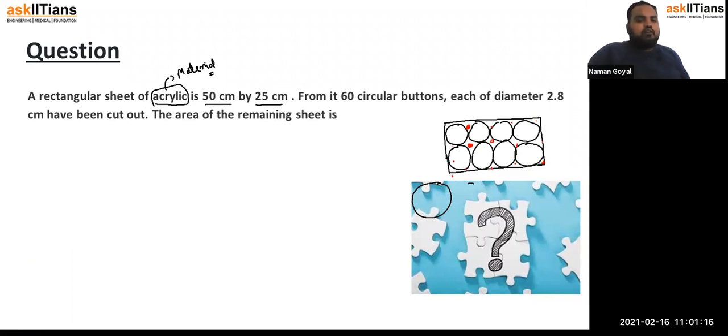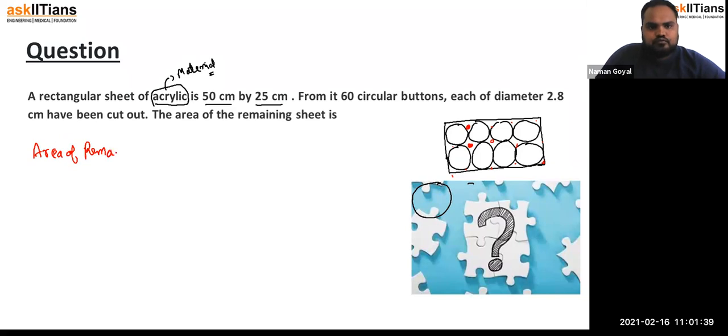So what we have to do, we have to subtract the area of 60 circular buttons from the area of that rectangular sheet. We get the remaining part area, isn't it? Are you getting my point? So what I told you: area of remaining sheet is equal to area of rectangular sheet minus area of 60 buttons.